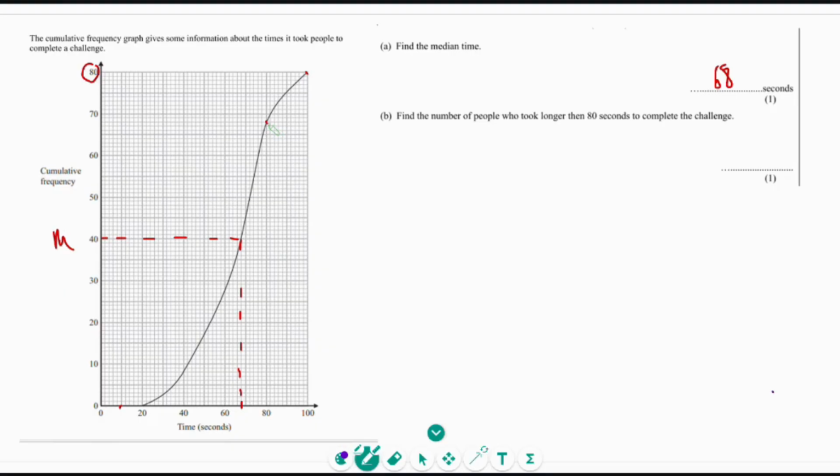Find the number of people who took longer than 80 seconds. 80 seconds takes you to here. I've just read up from that line there. Longer is this part of your graph. So if we go across, it's here. So it'll be 10, 11, 12. 12 people.